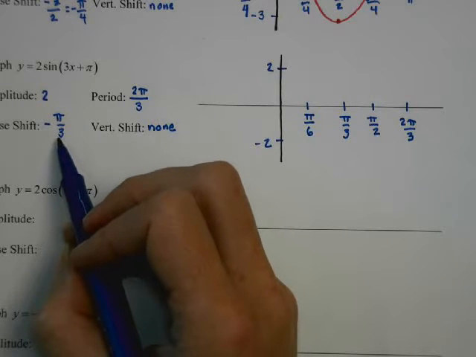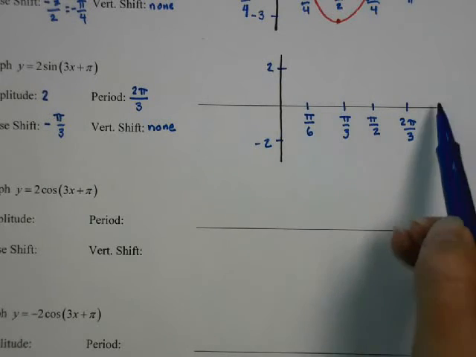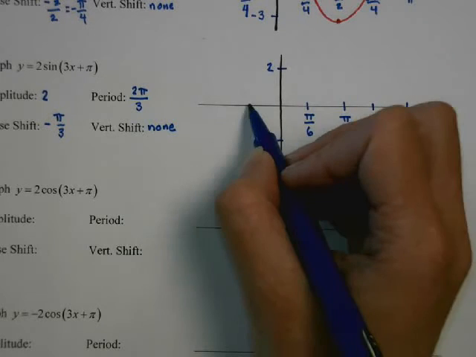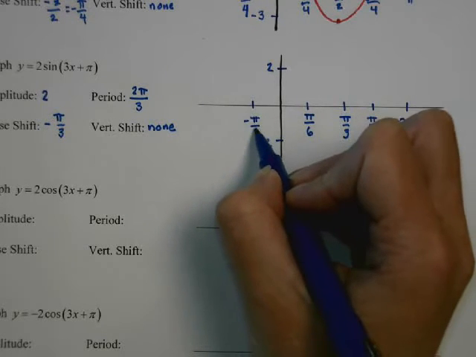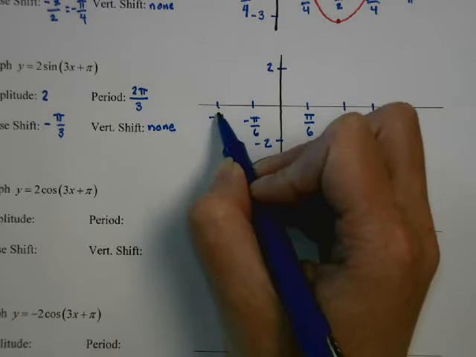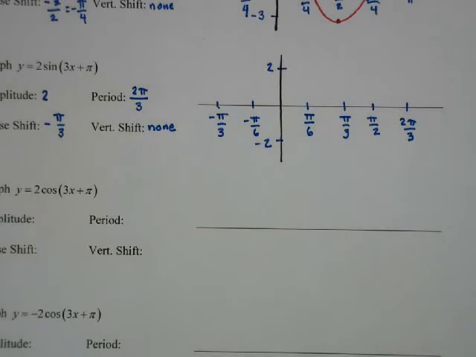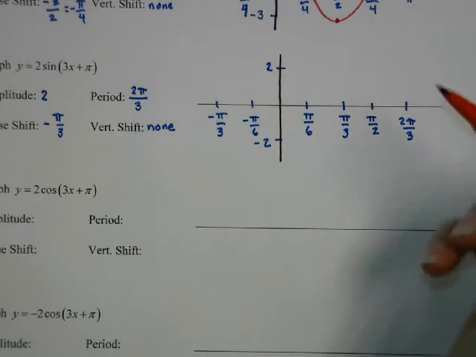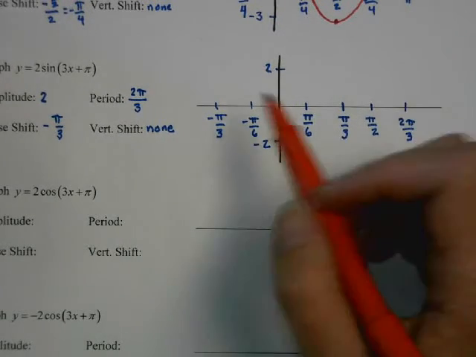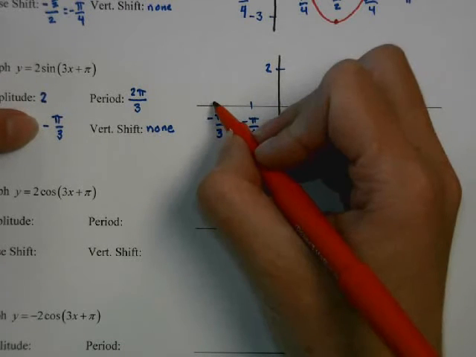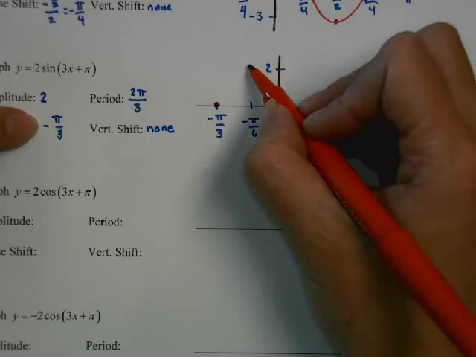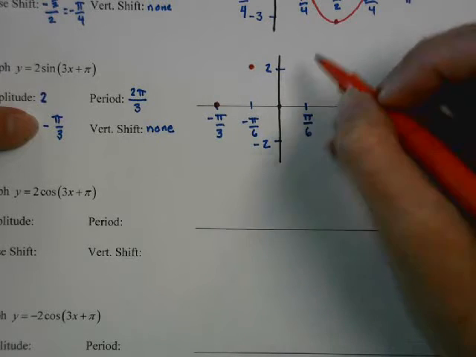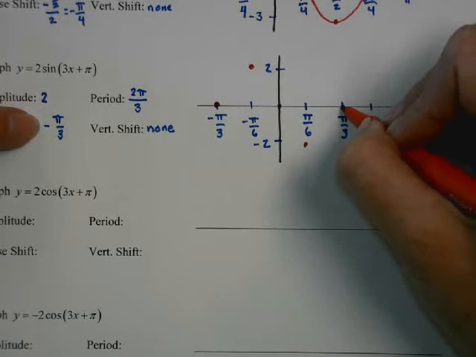So I need to backtrack to negative pi over 3, but my increments still need to go by pi over 6. So this is pi over 6. This will be negative pi over 6. This will be negative pi over 3. So we're going to graph our sine 5 points in increments of pi over 6, starting at negative pi over 3. So it is a sine again, so it's going to start at the midline, go up, midline, down, midline.